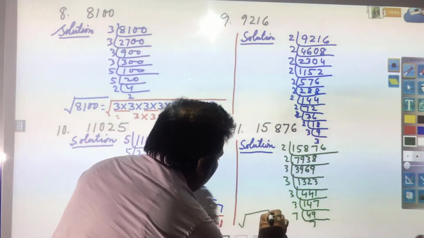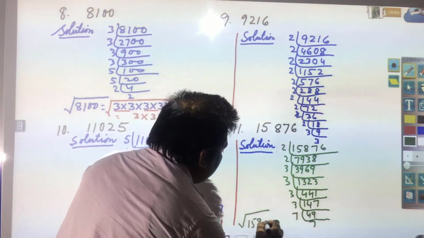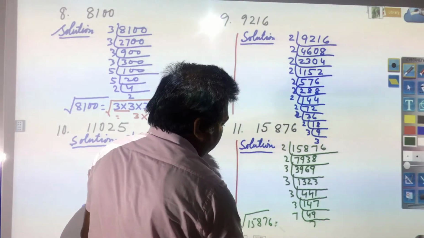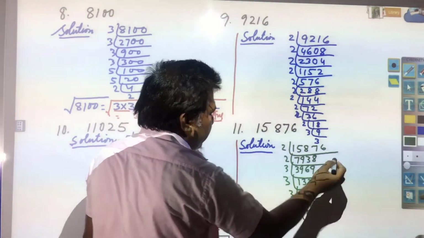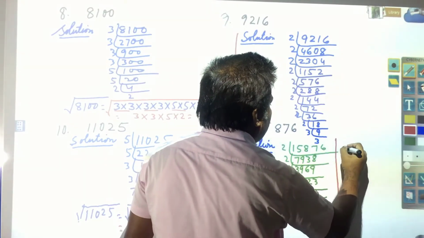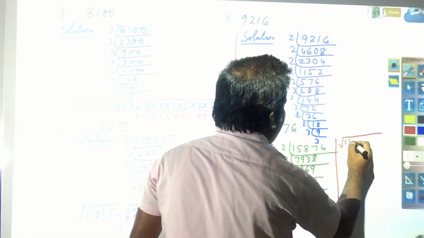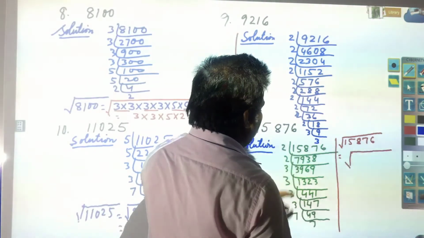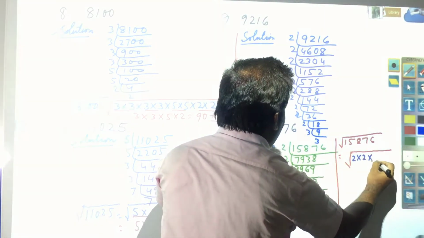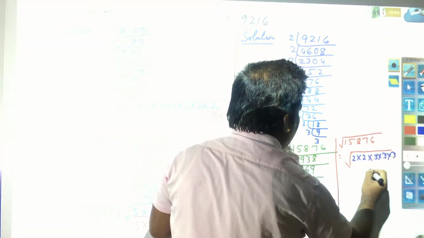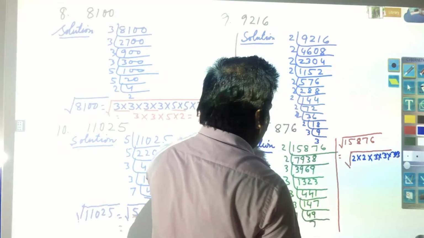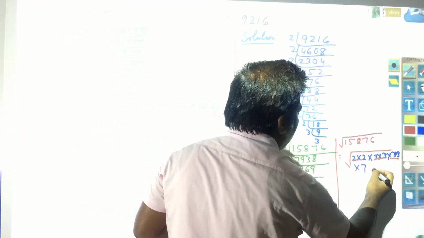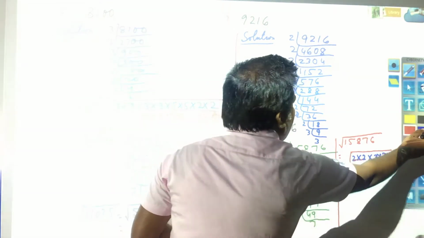So, square root of 15876 will be equal to square root of, your number will be 2 into 2 into 3 into 3 into 3 into 3 into 7, 1 2 3, and here also you will have.